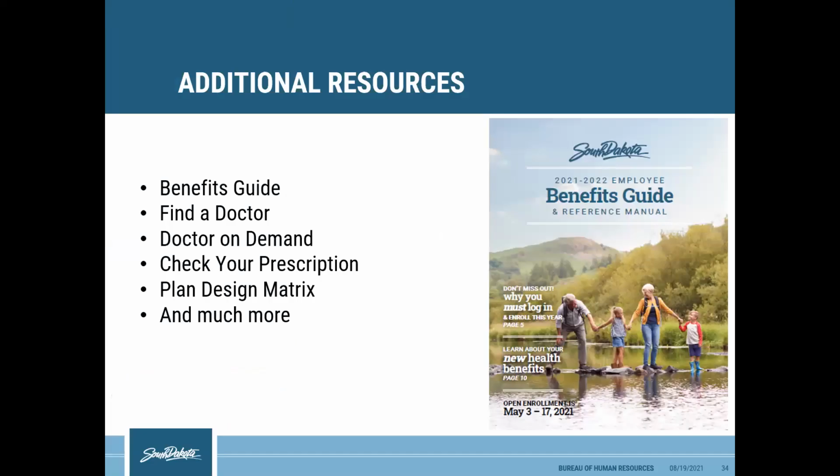And our additional resources. You can go online to bhr.sd.gov to find our benefits guide. You can also find a doctor, check out Doctor on Demand, review your prescription coverage, even take a look at our plan design matrix, and so much more. Our benefits guide is there to help you figure out what works for you and your family.